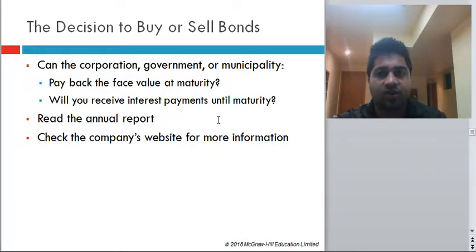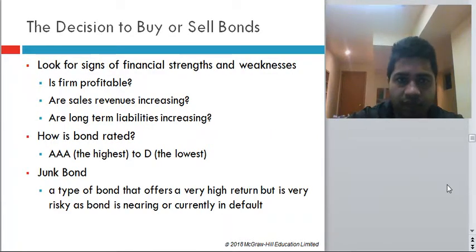You need to read the annual reports of the company you are investing in. Check the company's website for more information. Look for signs of financial strength and weakness. Is the firm profitable? If the firm is not profitable, they may not return your money. Is sales revenue increasing? Are the long-term liabilities, that is debt, increasing? How is the bond rated?